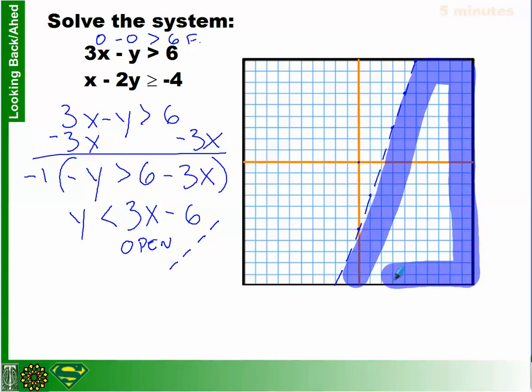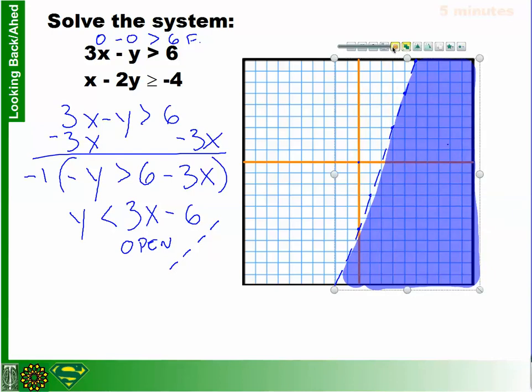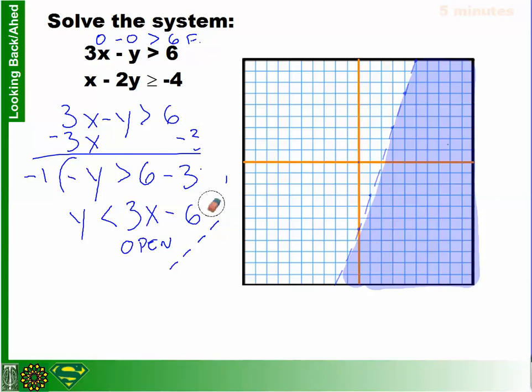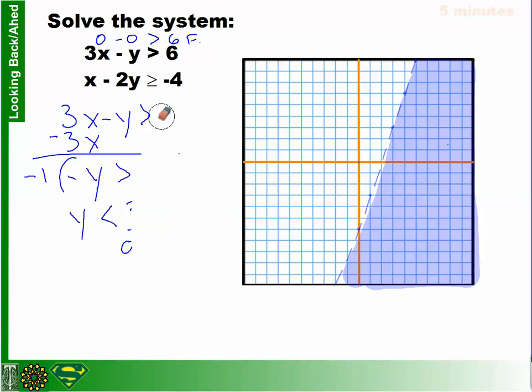My highlighter is way thick, but it makes things go faster. Oops. Let's make it a little less dark. All right. So now I've graphed one of my inequalities. I need to graph my other inequality. So I'm going to erase my work here. And I'm going to graph my second inequality.